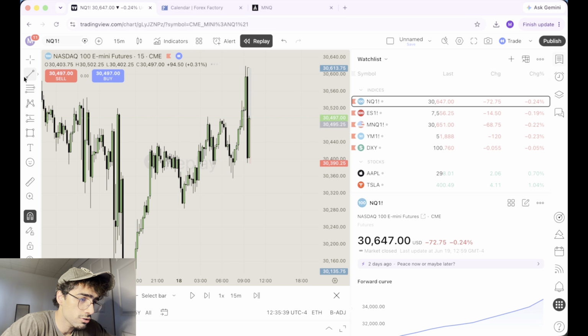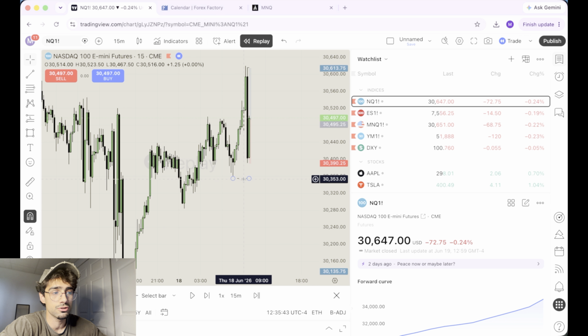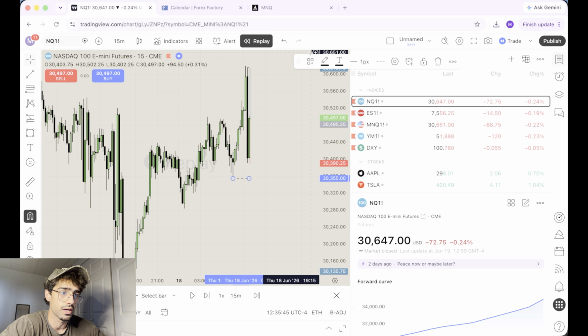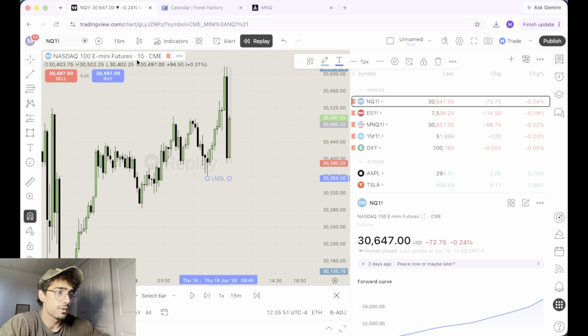We had London lows sitting right here. This is what I wanted initially. I wanted London lows to get taken, and then from there give some sort of reaction, but we never gave that. But that's normal, because price is going to do what it wants, not what you want, and it's as simple as that, all right?